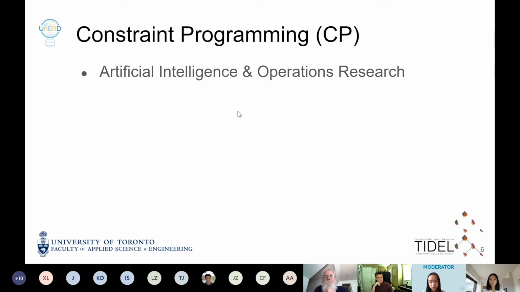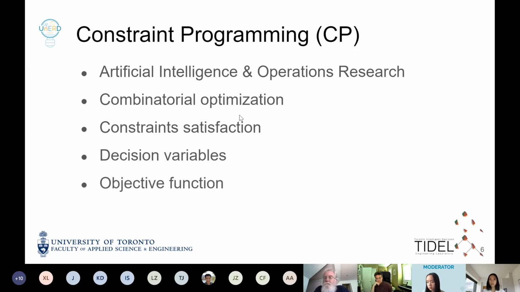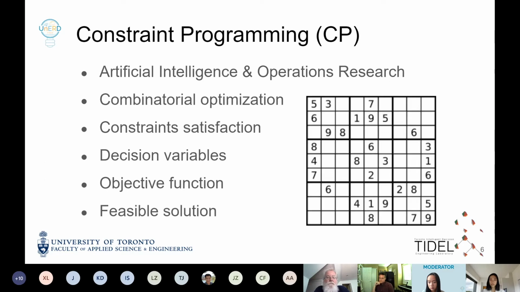It's a generic tool often used to solve combinatorial optimization problems, and it enforces conditions or constraints on solutions, and the values of the decision variables must satisfy all constraints. And it usually has an objective function that indicates whether the solution is trying to minimize or maximize something. But the goal could also be to find one feasible solution that does not violate the constraints, like in Sudoku.